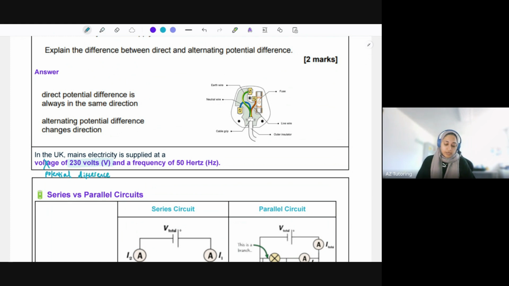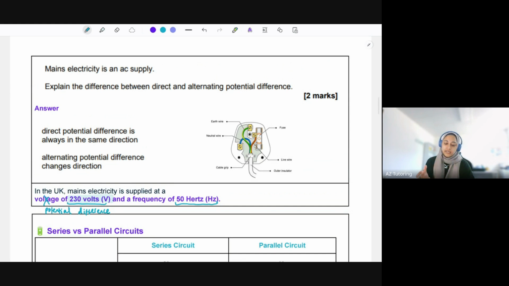So a potential difference of 230 volts, you need to memorize that actual amount, and a frequency of 50 hertz. So just remember them two numbers, 230 volts and 50 hertz, and that's just for the UK, not any other country. So it means all our plugs are at 230 volts and they've got a frequency of 50 hertz.